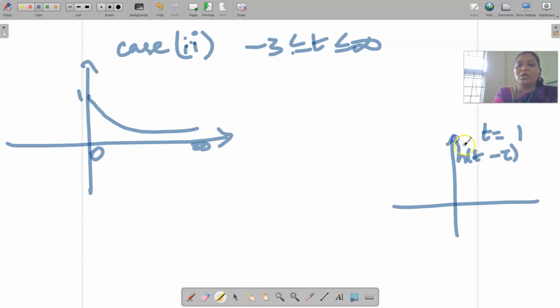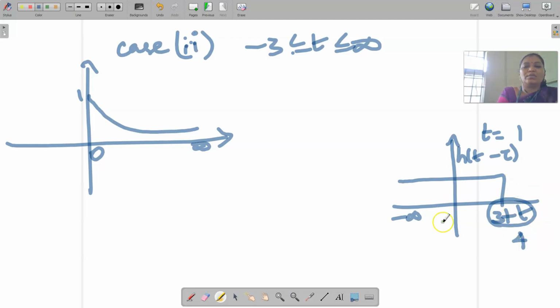H of t minus tau, I know that it will be from minus infinity to 3 plus t, okay. So, if I take t is equal to 1, what happens, this value becomes 4, okay. So, if it is 4, how will you draw your diagram, it will come up to this, okay, somewhere from minus infinity to in between. Suppose if I am considering 4, you can consider minus 2 also. Minus 2 also what happens? 3 minus 2 will become 1. It will come here. But it is not 4. Okay, it is actually 3 plus t.